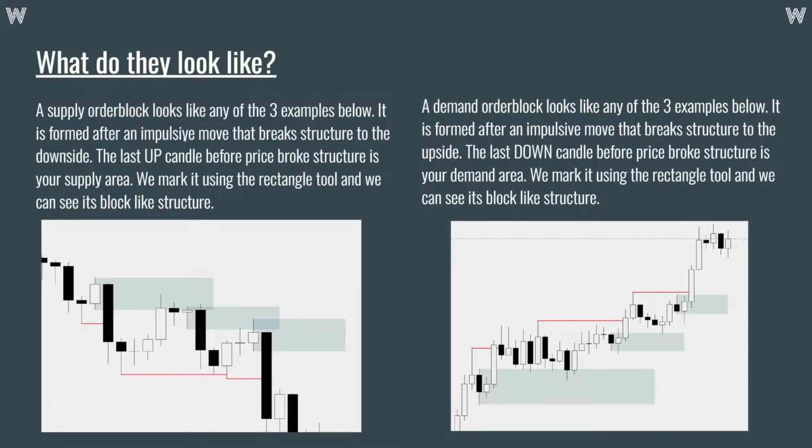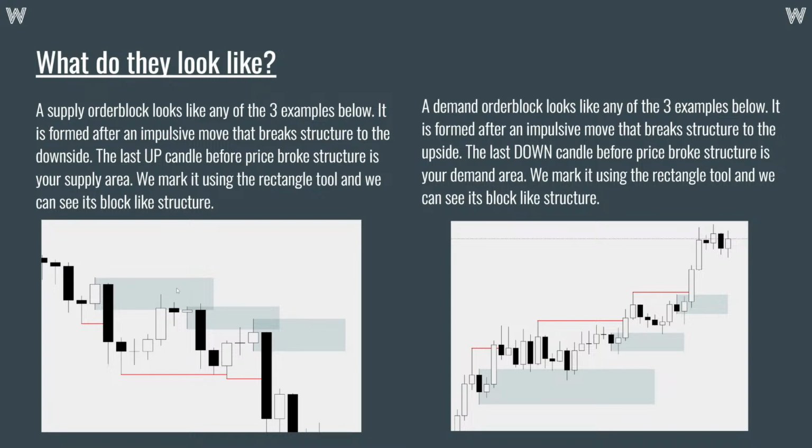So this is basically what they look like. A supply order block looks like any of these three blocks here, right? It's formed after an impulsive move that breaks structure to the downside. As you can see here, the last up candle before price breaks structure is your supply area. It's pretty important to understand structure, but I don't really want to talk about structure here. I want to talk about supply and demand. But we can see that price broke structure to the downside. This was the last up candle before price broke down.